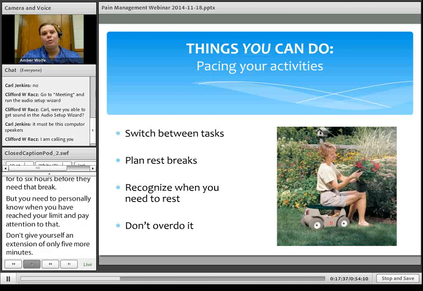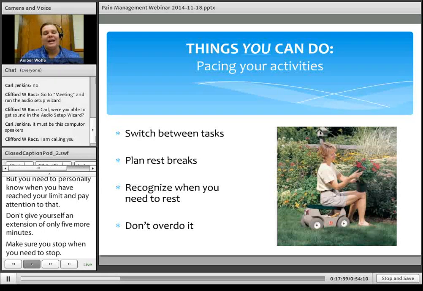And don't overdo it. It's very easy to say, I have to get these jobs done today because I have to move on to something else tomorrow. But if your body is physically in pain, don't allow those tasks to take over. Make sure you're paying attention to your body first.